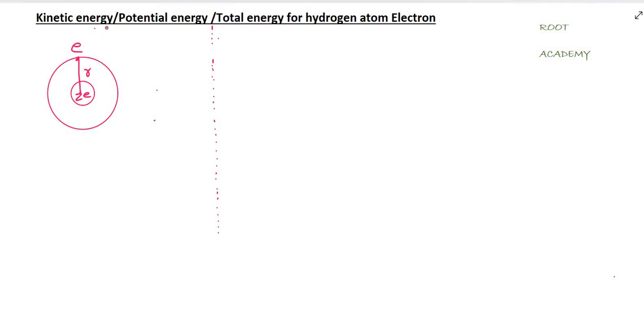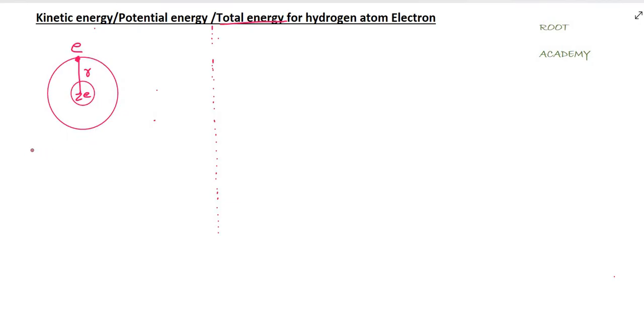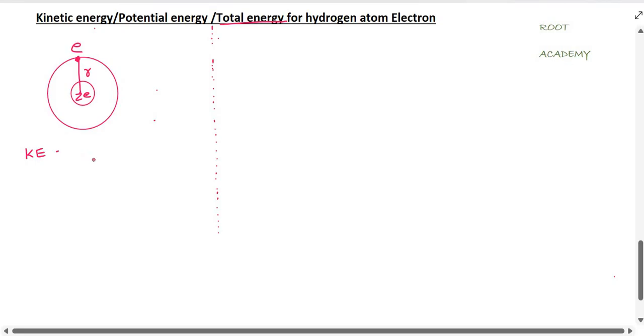Hello students, today we will calculate the kinetic energy of this electron which is moving in a particular shell number n in a hydrogen atom. So what is the kinetic energy of the electron? What is the potential energy between the nucleus and the electron, and what is the total energy of this hydrogen atom? Okay, so for kinetic energy we need one formula, which is half mv squared.